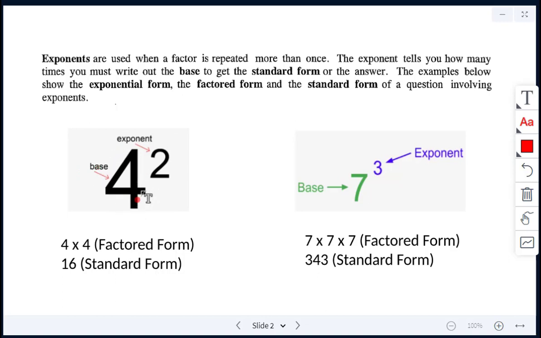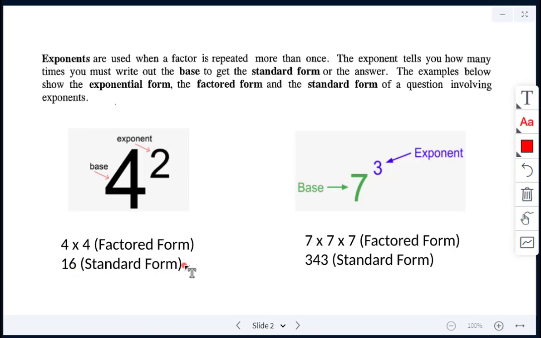We have our base, we have the exponent. The factored form of 4 squared, or 4 to the power of 2, would look like 4 times 4. All right, you are multiplying the base to itself 2 times, and then 4 times 4 is 16. So that's our factored form. 16 is the answer, or the standard form.